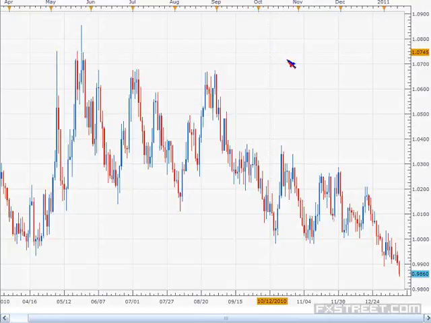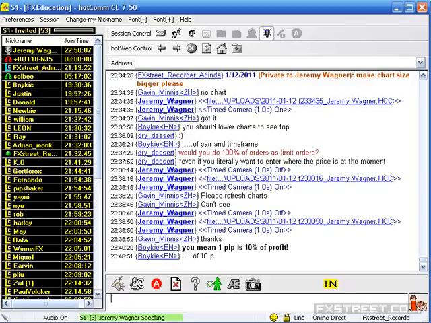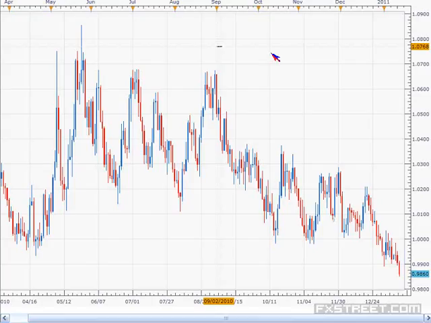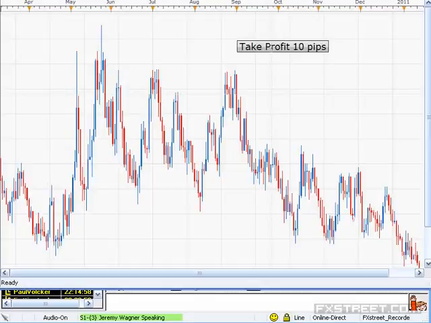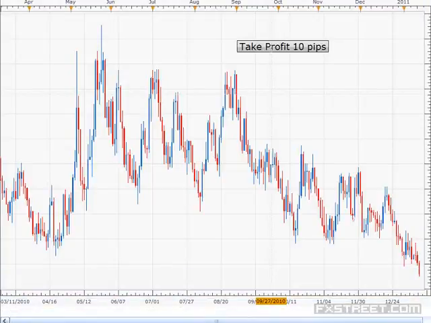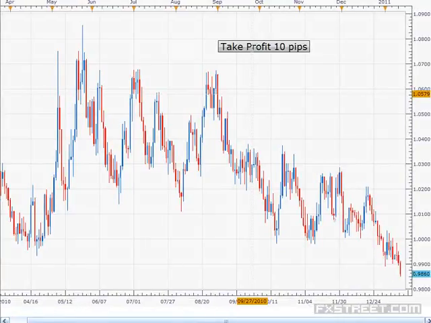You mean 1 pip is 10% of the profit? Well, let me explain that a little bit further. So let's say I'm a day trader, a scalper, and I'm looking to take profit at 10 pips. Actually, let me make this a little bit bigger. So let's say I want to take profit at 10 pips. I'm a day trader. I'm a scalper. And you should be able to see the chart now. If I get positively slipped on this trade, that means I would actually be taking profit at 11 pips.